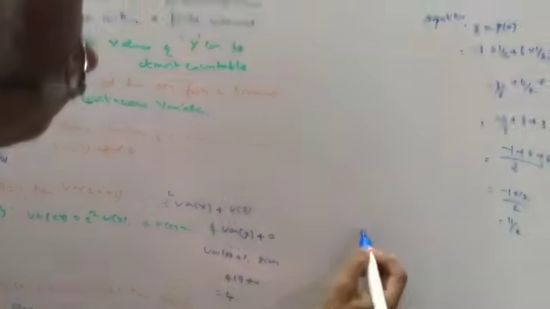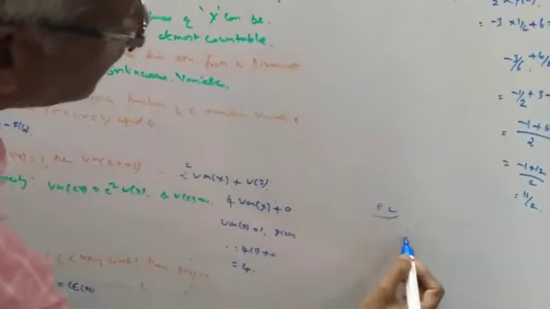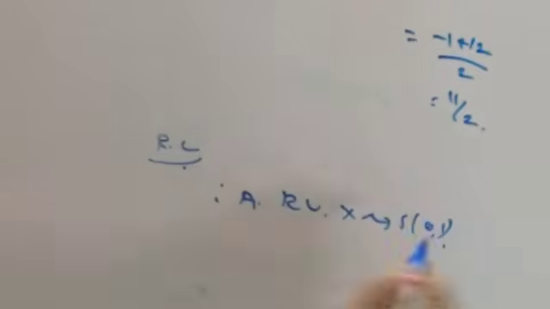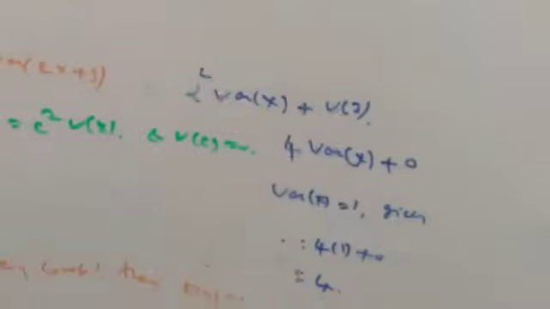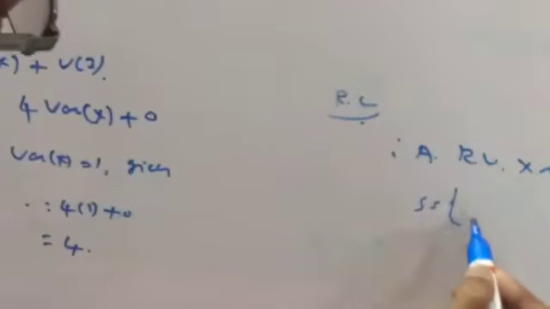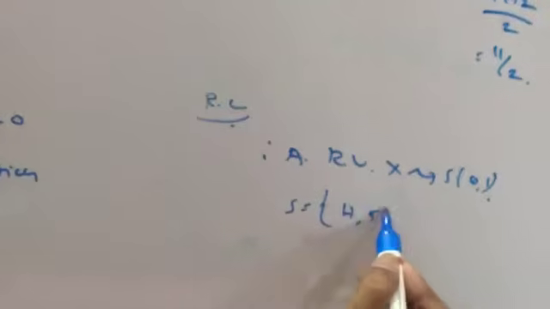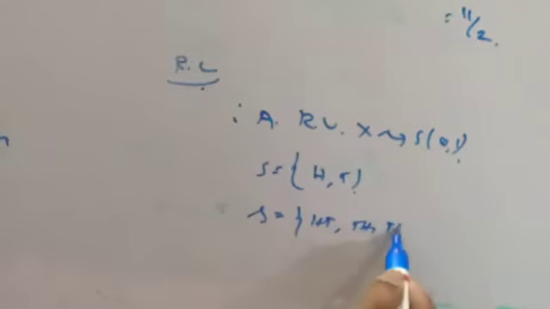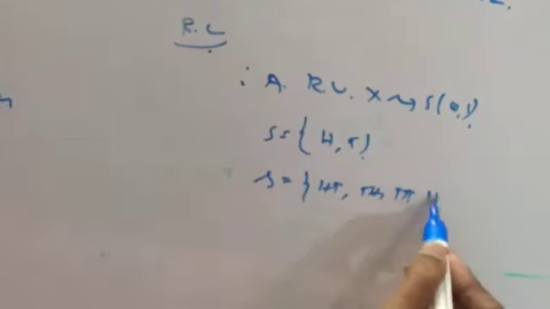So what is the random variable? See, a random variable is a real number associated with all possible outcomes. For example, if I am tossing a coin, the sample space S equals {H, T}, then the possible samples are HH, HT, TH, TT. So these are the possible outcomes.